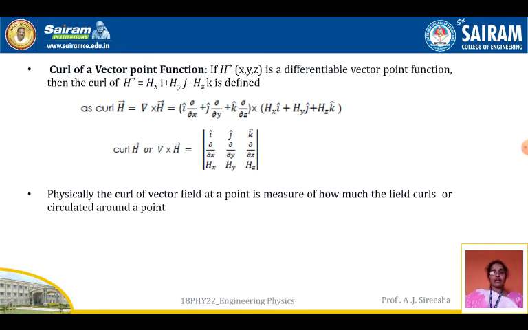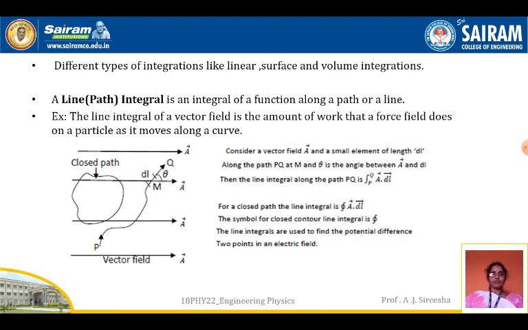So physically, the curl of a vector field at a point is a measure of how much the field curls or circulates around a point. The curl, as the word indicates, it curls. It is the amount the field circulates. How much the field is curling or circulating around a point gives you the curl of a vector point function.